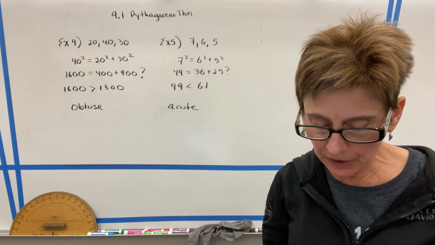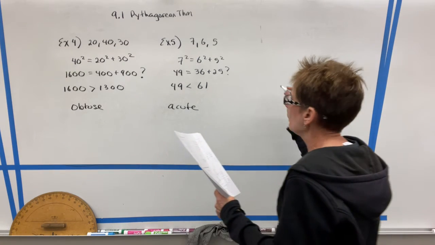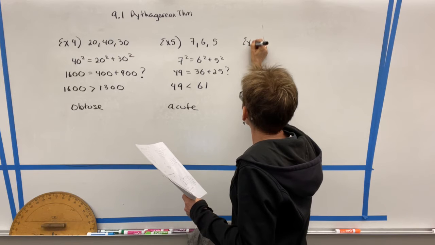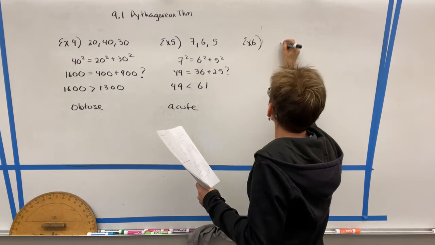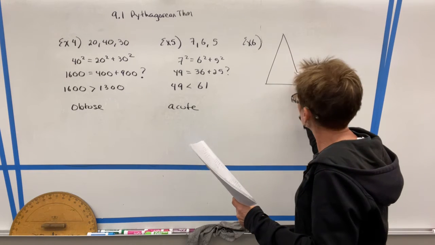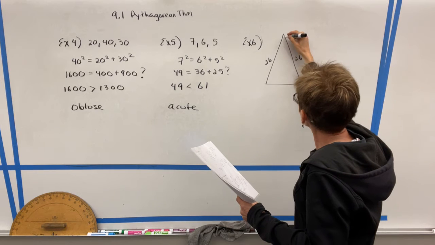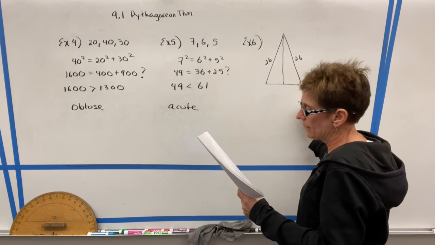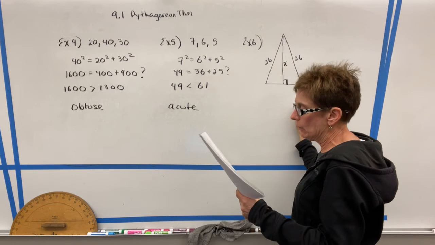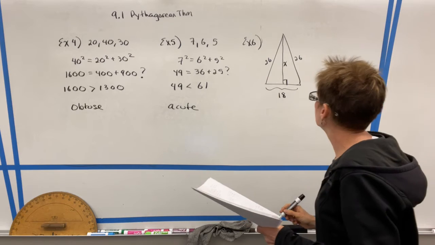Okay, so let's go ahead and do one more example kind of like this, and then we'll do one different example and we'll be done. So for example number 6, we've got a triangle here that we can see, because the two side lengths are the same, we call that an isosceles triangle. And we don't know the altitude or the height, but the base is 18.